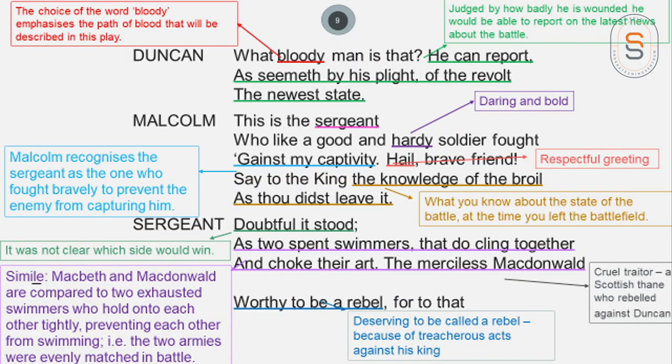If we look at the specific extract, this is where Duncan is asking about the sergeant that is approaching to report back. And then the sergeant's words, "Doubtful it stood as two spent swimmers that do cling together and choke their art." Now, doubtful it stood, it was not clear which side would win. And then a very important simile that they love to ask: "As two spent swimmers that do cling together and choke their art." So the simile here is Macbeth and Macdonald are compared to two exhausted, spent swimmers who hold on to each other tightly, preventing each other from swimming, which means the two armies were evenly matched in battle. It was not clear which side would win.